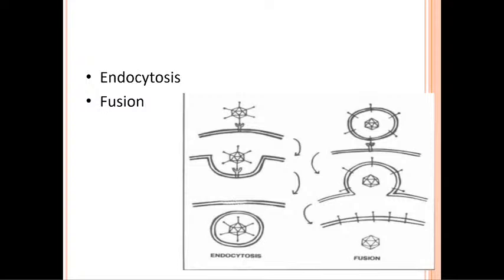Okay, let's talk about endocytosis first. Endocytosis is taking up of the cell. This is the first one. Okay, the viral particle is taken up by the cell. The viral particle then merges with the outer layer of the cell, and the outer layer of the cell covers the whole viral particle with the portions of the membrane.